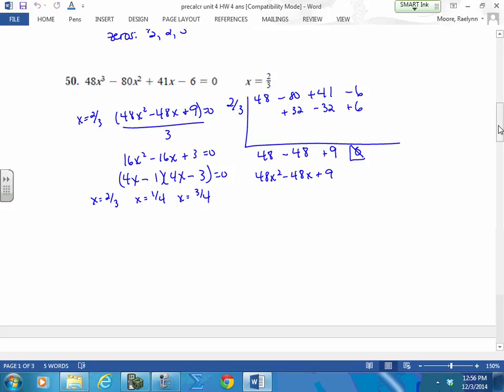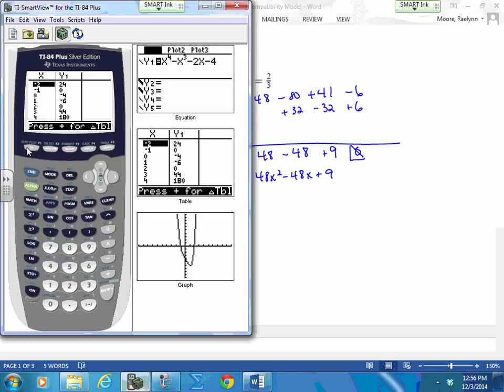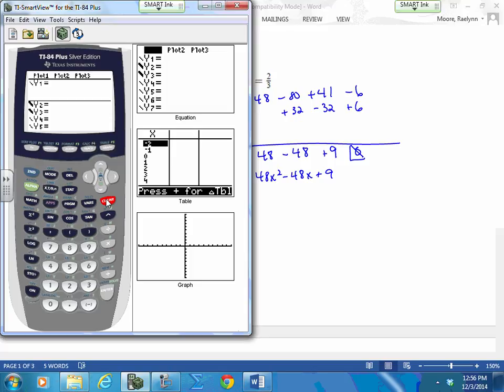I know you hate fractions, but it's really not that bad. Let's put this in your calculator. And for those of you that struggle finding the zeros, this is a good one to put in. This is number 50. So put this in your calculator and work this with me. Are you doing 50?